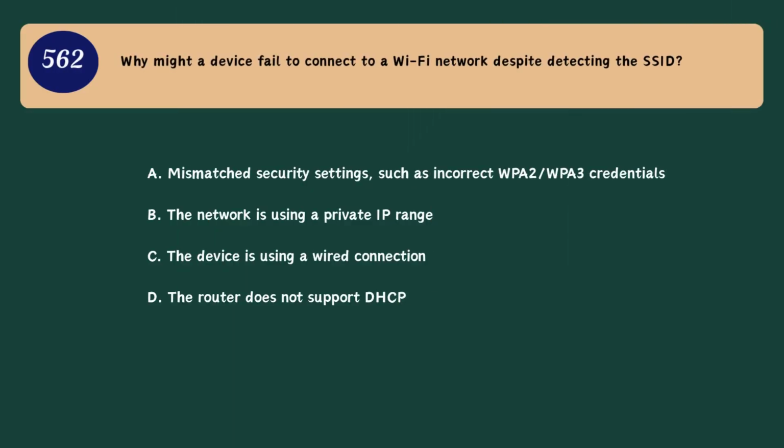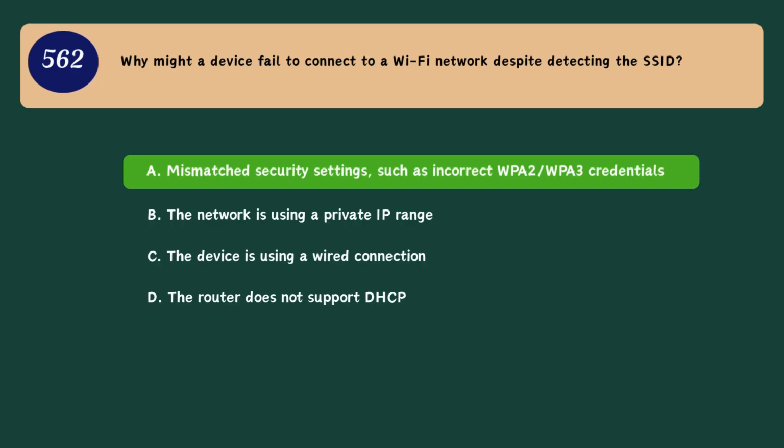Question 562. Why might a device fail to connect to a Wi-Fi network despite detecting the SSID? A. Mismatched security settings, such as incorrect WPA2, WPA3 credentials. B. The network is using a private IP range. C. The device is using a wired connection. D. The router does not support DHCP.